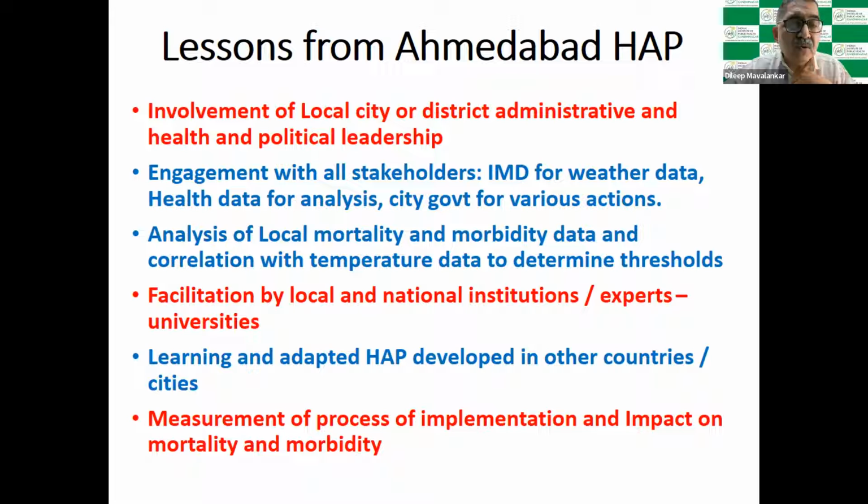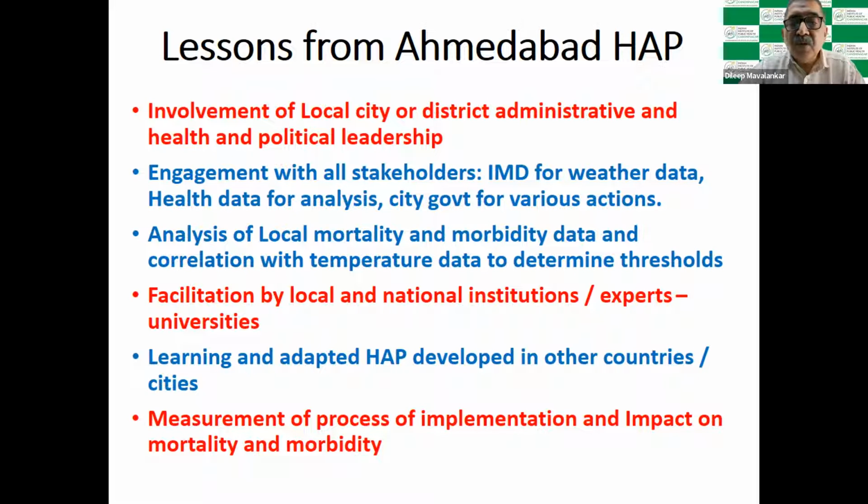Somehow, I don't know why India has a great reluctance to share daily mortality or even monthly mortality data of any city. No city I know puts it up in the newspaper the next day. We know what the temperature was yesterday, but we don't know how many people died in the city. I don't know why there is so much secrecy about mortality.